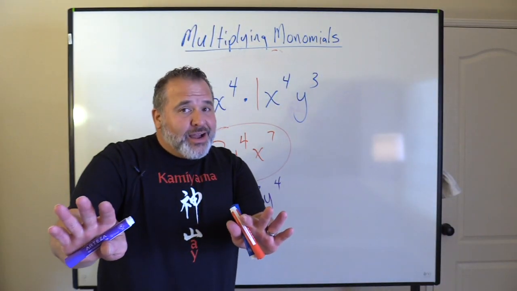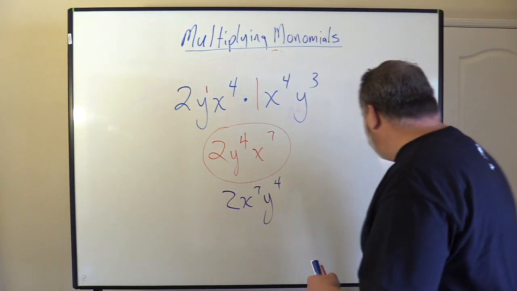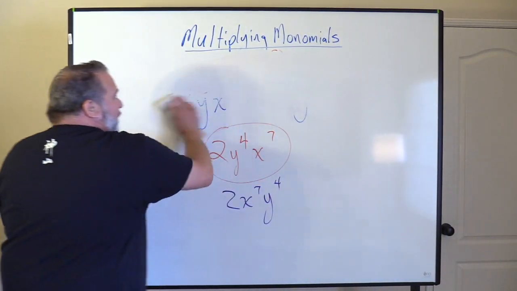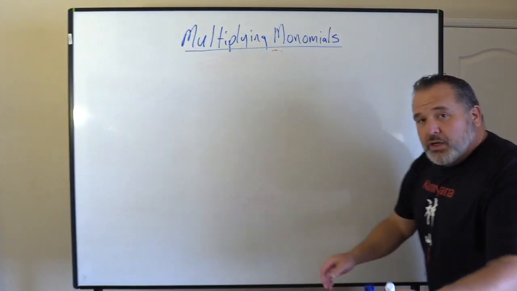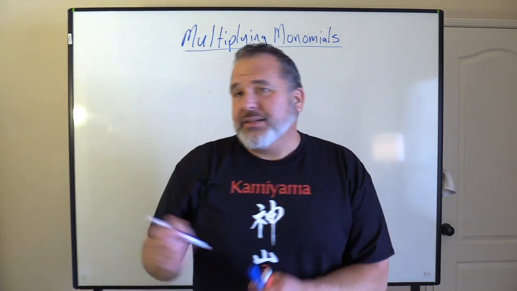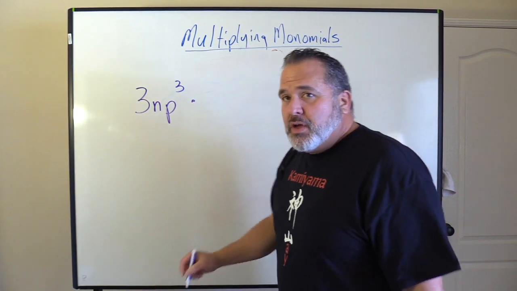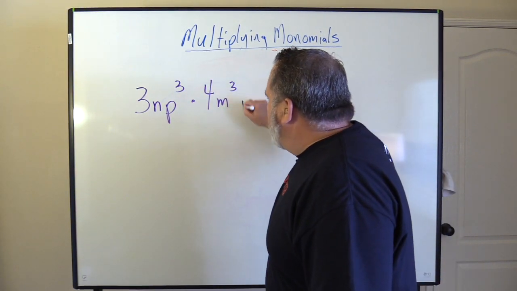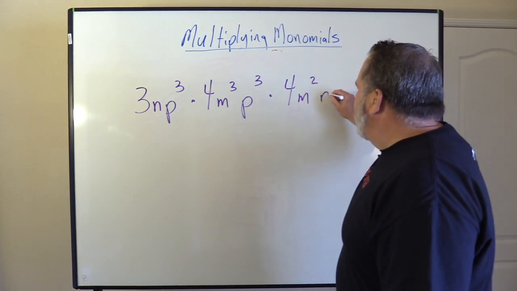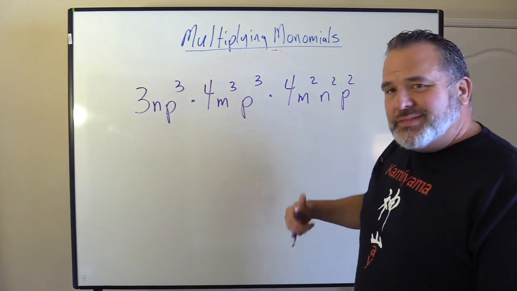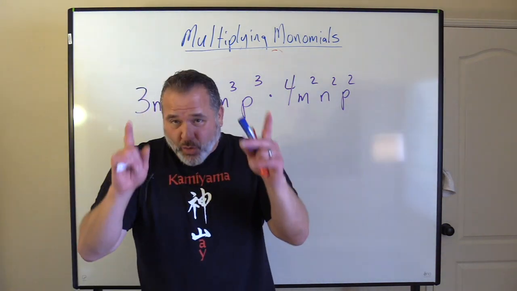Now you may say, hold on, wait now. What if we got 3 variables? Ooh, let's take a look, see what that's gonna look like. Here we go, let me erase this right quick. All right, now let's take a look. So how's that gonna look? Let me show you real quick. What if we got something like this? 3n p to the 3rd times 4m to the 3rd p to the 3rd times 4m squared n squared p squared. Look at that problem. Isn't that a nice one? It's a beautiful problem. All right, so let's take a look and see if we can answer it quick like.